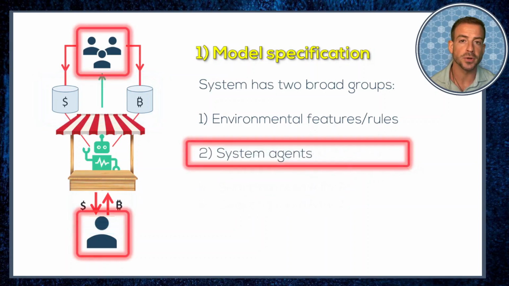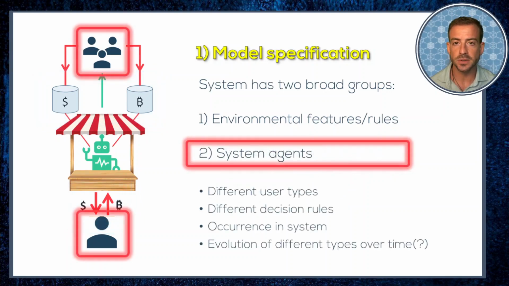Next, we have the model of our agents. This includes the decision rules that the agents use to choose an action in the system, and perhaps we determine different kinds of agents that engage with specific parts of the system only or use different decision rules to each other. We also have assumptions about the occurrence of these types in our system and possibly add details about how these proportions of users change over time as well.